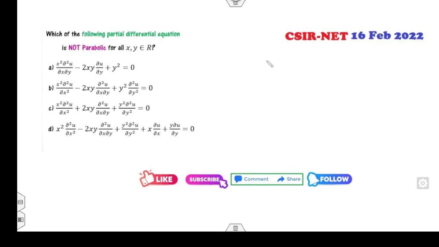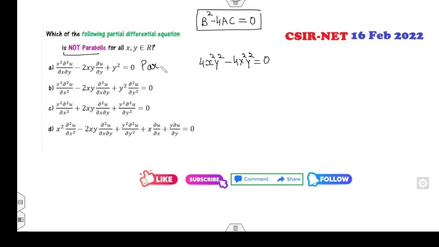Look at the next one. Can you classify which of the following is not parabolic? That means आपको ये चेक करना है किसका answer 0 नहीं आएगा. Fine, so first case, b square is 4x square y square minus 4x square y square which is 0. तो पहला option तो आपका parabolic हो गया, but we are talking about the not, so first option will be cancelled out. Look at the second one, b square minus 4ac. No, पहला option गलत कर दिया मैंने.